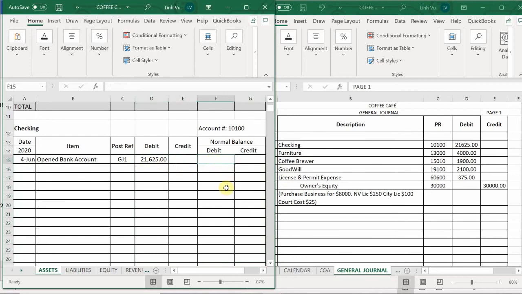Now in this case, this is what I'm going to do. Because I have a debit balance, right? Right now I just debited my account. So therefore, if I started out with 0, what should be my balance in my account?